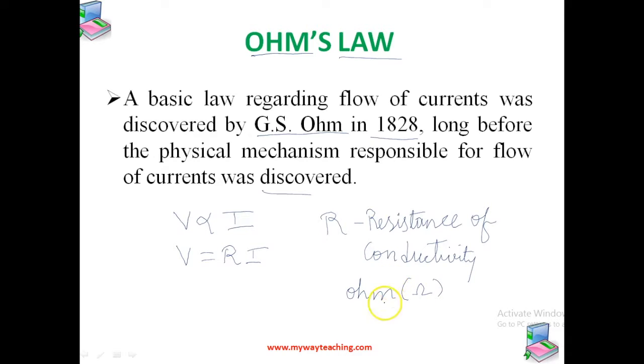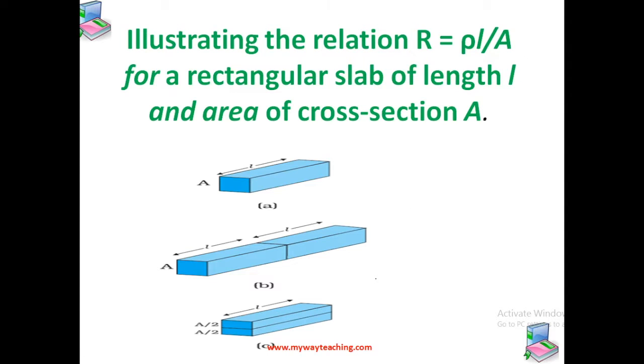The symbol is like this. And the resistance R not only depends on the material of the conductor but also on the dimensions of the conductor. The dependence of R on the dimensions of the conductor is very important. So, how is this resistance depending on the conductor?